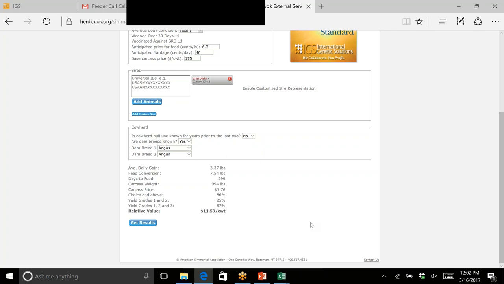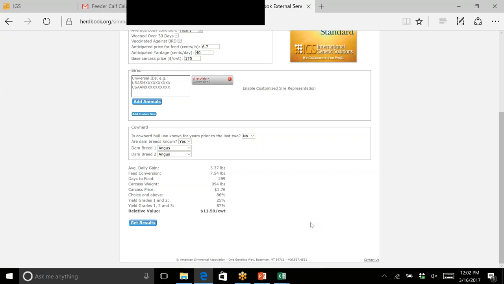And this group's percent Choice is probably reasonably close, but the yield grade 1, 2, and 3 is probably going to eat a little bit higher. But again, from a relative standpoint, it gives you a sense that these cattle are worth $11.59 more per hundred. Does that line up a little bit with your perspective on this bull?